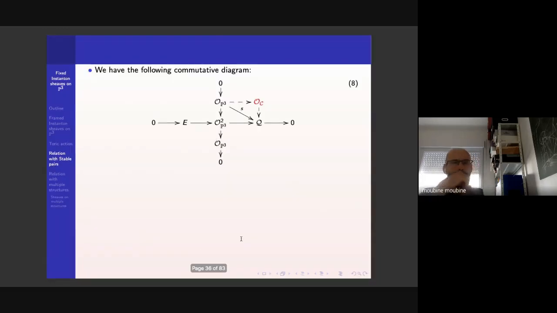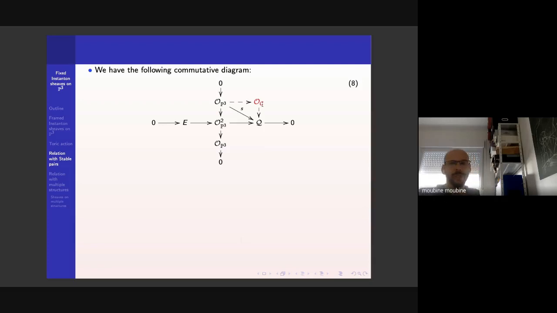Okay, so how do we obtain, in our case, these stable pairs? So we take the quotient of our T-fixed instanton, and we get this quotient. In this column, this is just the split sequence, and combining these two maps, we get a section.